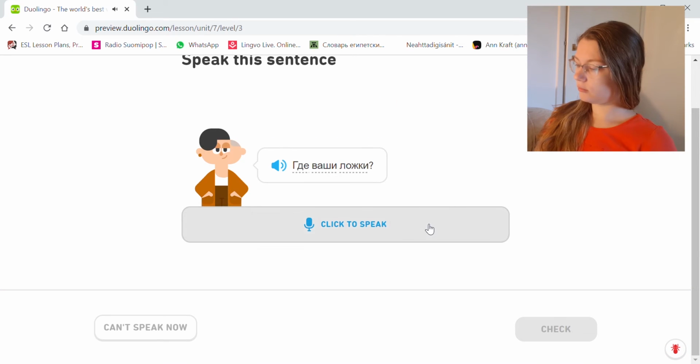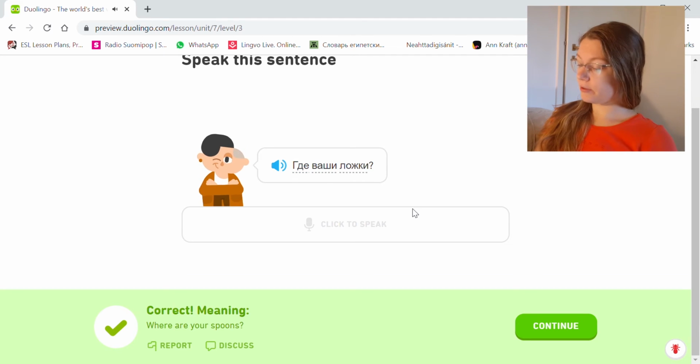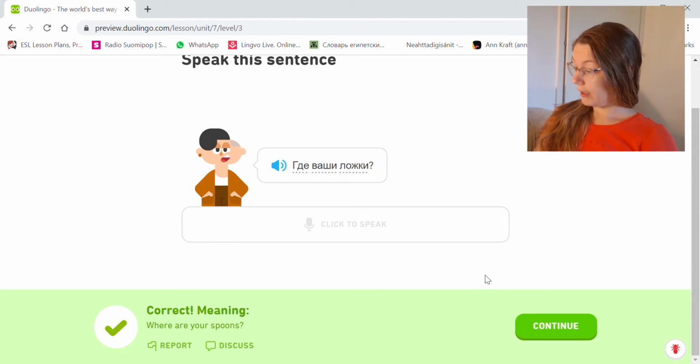Где ваши ложки? Where are your spoons? I don't see any noun here in the accusative. So I don't know why this sentence is here, but still.